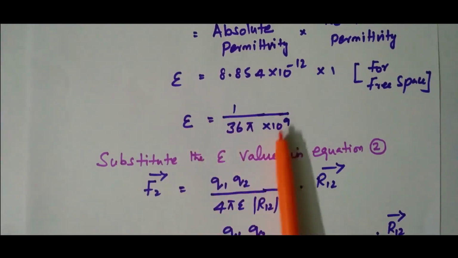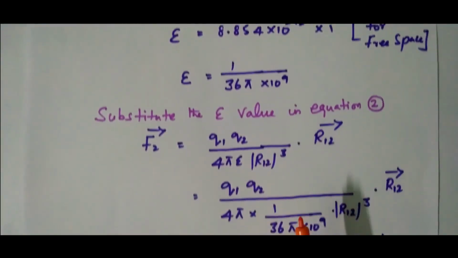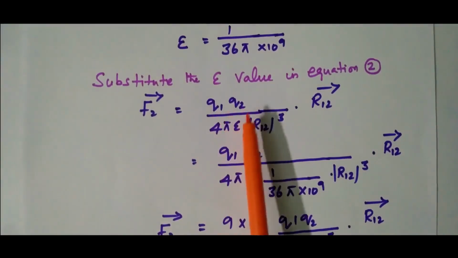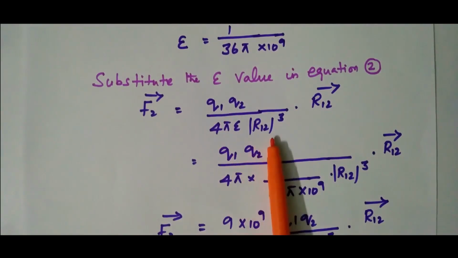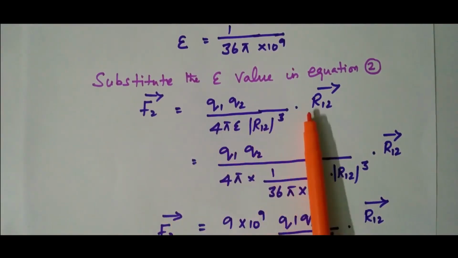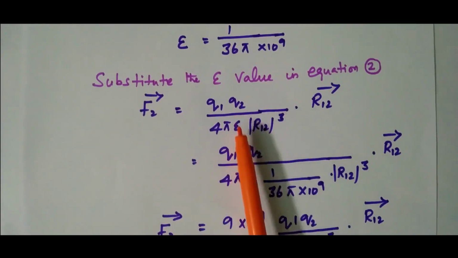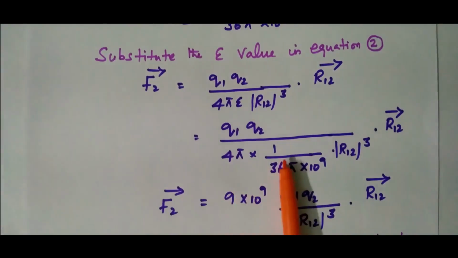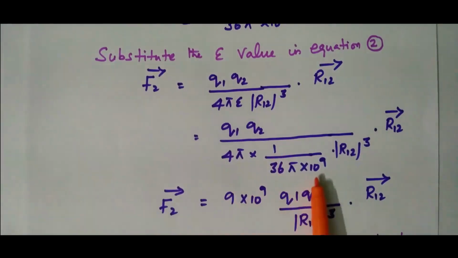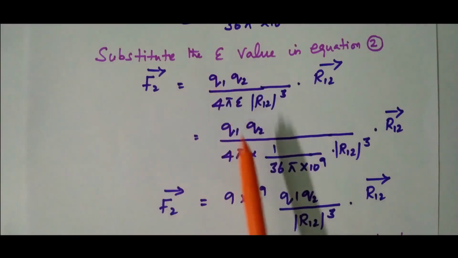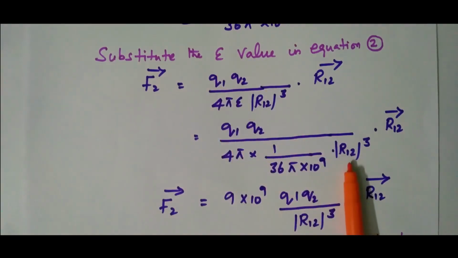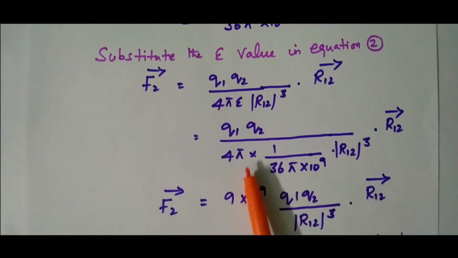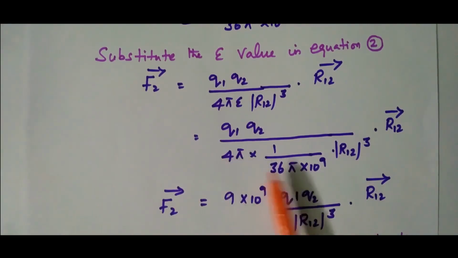Now we'll substitute this epsilon value in the second equation, the vector form. So q1 q2 divided by 4 pi epsilon r12 cube into r12 vector is the vector form, equation number 2. In this we are going to substitute this epsilon value. So q1 q2 divided by 4 pi into 1 divided by 36 pi into 10 to the power 9, with this epsilon value substituted, and r12 cube into r12 vector. So the 4 pi and this 36 pi can be cancelled, leaving 9 times.